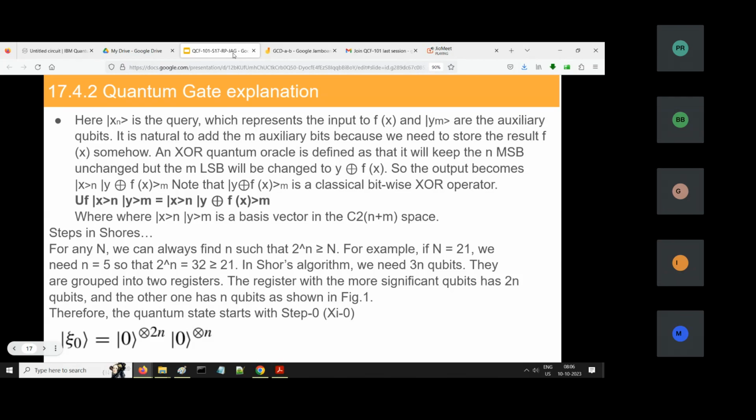Okay, so for n we require 2 to the power n greater than N, that is N equal to 21. So n equal to 5, so 2 raised to n is 32, greater than 21. So this I have already, so we need 3n qubits. In Shor's algorithm, we need 3n qubits, you remember? Since we have n equal to 5, 3n is equal to 15. So we will require 15 qubits, out of which 10 will be usable for the query and 5 will be the ancillary.